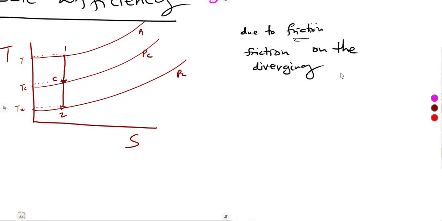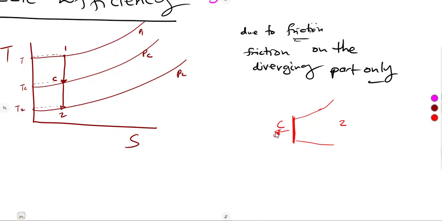When we have friction that is affecting the diverging part only, the diverging part will be seeing the effect from the critical point here. Remember, when we had our first class and that convergent-divergent nozzle, the diverging part goes from the throat to the exit. So we are starting from the throat to the exit. We're just going to consider C to 2.